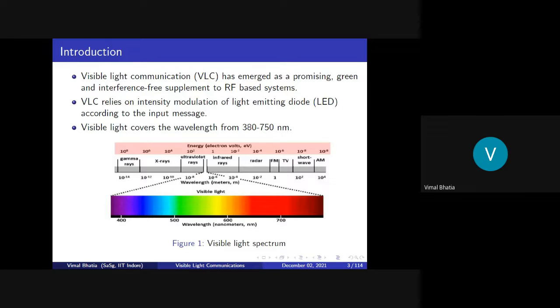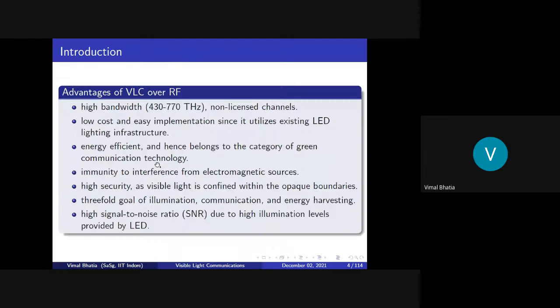Now, visible light as such covers the wavelength from 380 to 750 nanometers. If you look at this plot, we started with AM on the rightmost corner. Then we move towards shortwave, then television, FM, radar, infrared. Now we're in the visible. After that, ultraviolet, X-rays, gamma rays, and all. So here there's a huge bandwidth. This is a very big advantage for us in visible light communication systems.